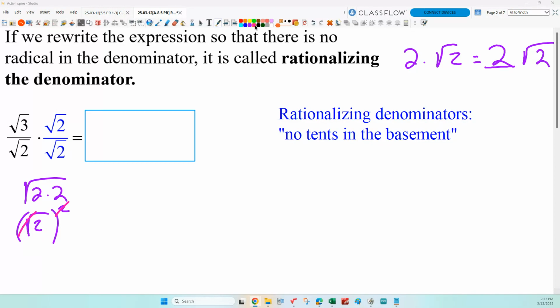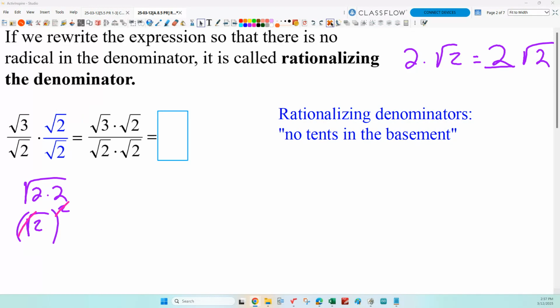We're going to multiply the top and the bottom by the square root of 2, which gives us on the bottom what? 2, exactly. What's it give us on the top? Square root of 6. I've got inside numbers, so they get multiplied, right? And I end up with the square root of 6 on the top, and I'm done.